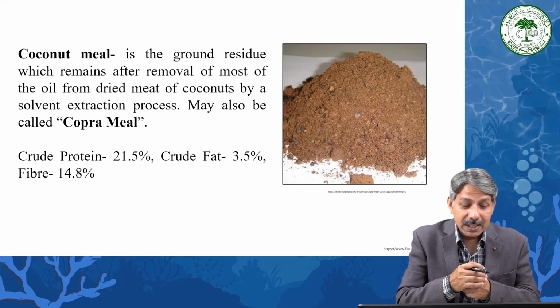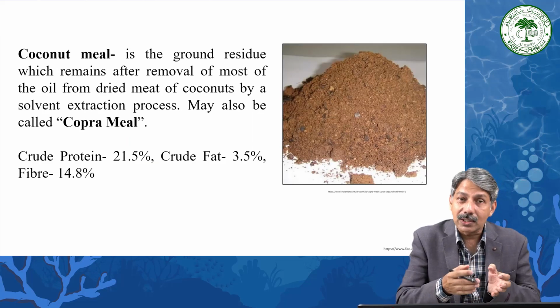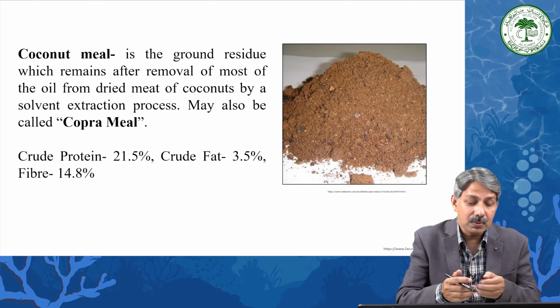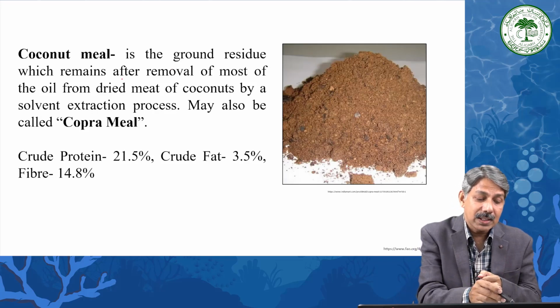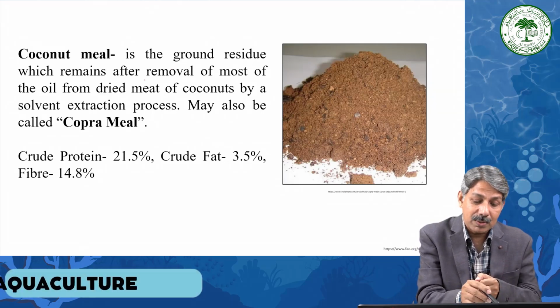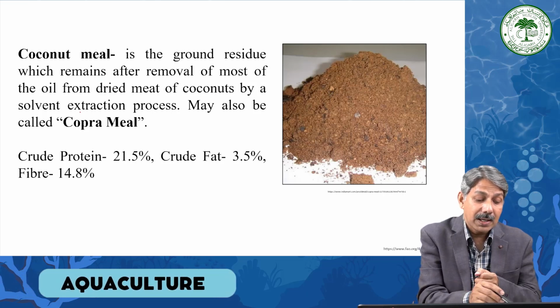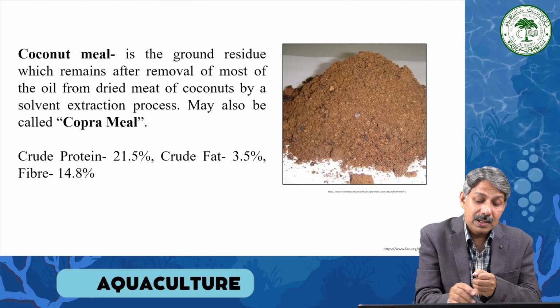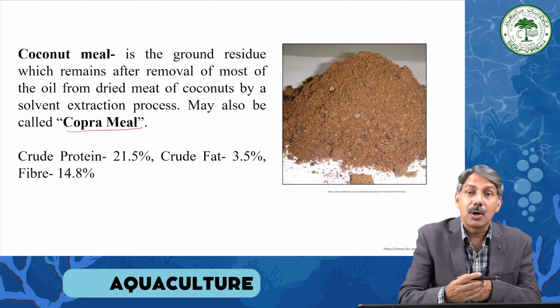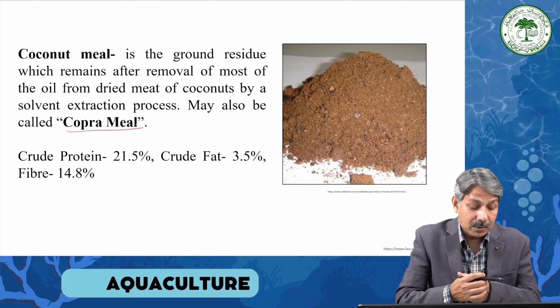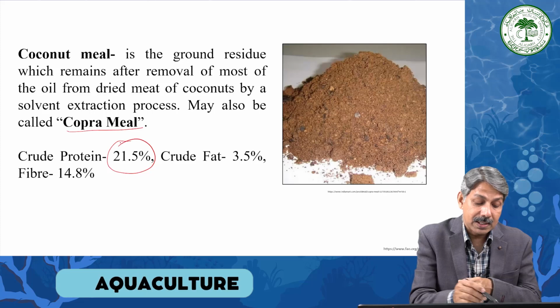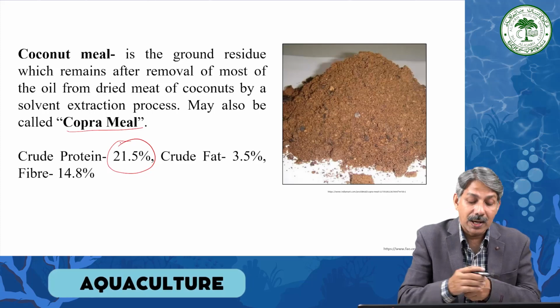Then we have coconut meal. The concept remains the same. Here also, coconut meal is the ground residue which remains after removal of most of the oil from dried meat of the coconuts by a solvent extraction process. It may also be called copra meal. And the crude protein percentage here reported is 21.5%.